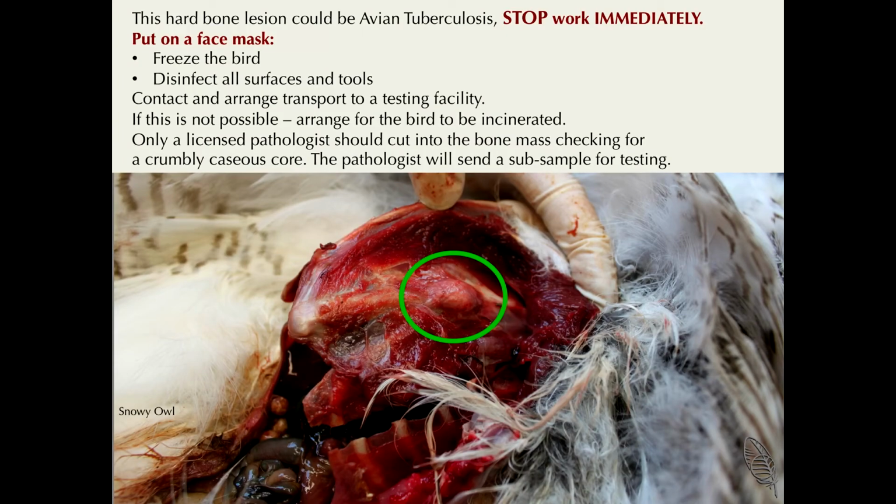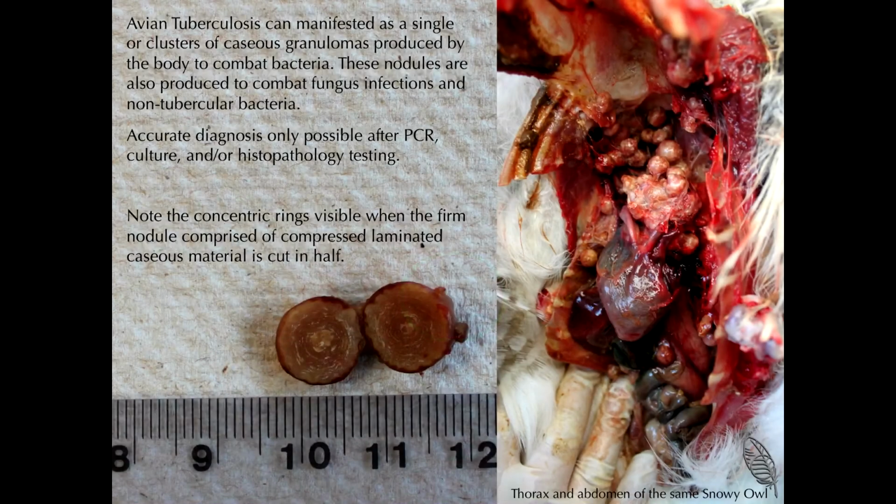Now, tuberculosis can also be a bone outgrowth, and it's basically trying to isolate the fungus, and it can look like a bunch of grapes on the inside of the bird.